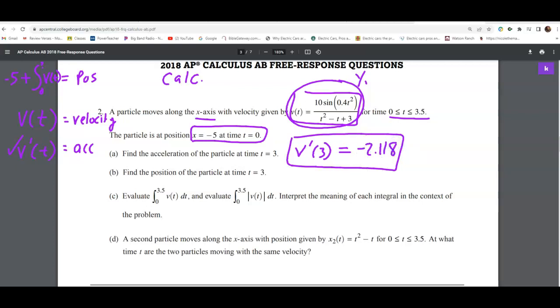And we don't need any units or anything like that. They didn't give us units. They're not asking for units, so we're good to go there.